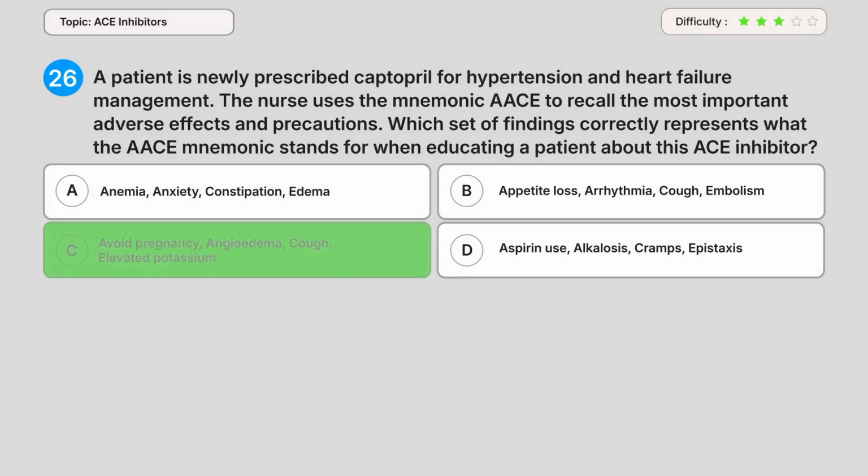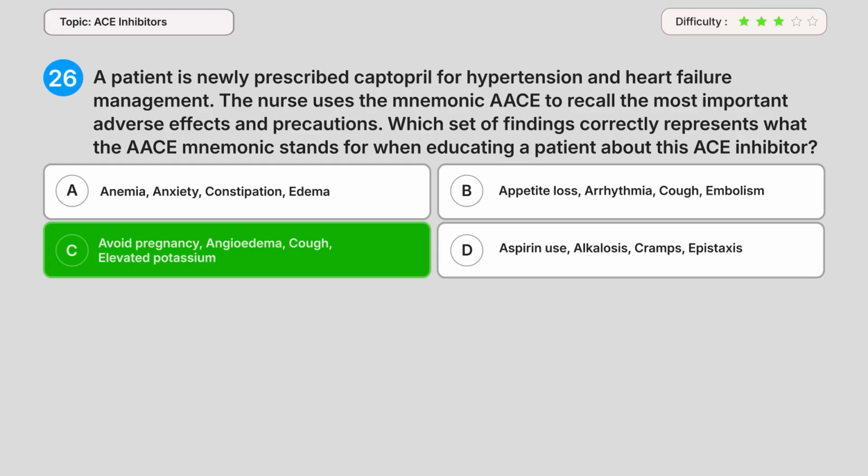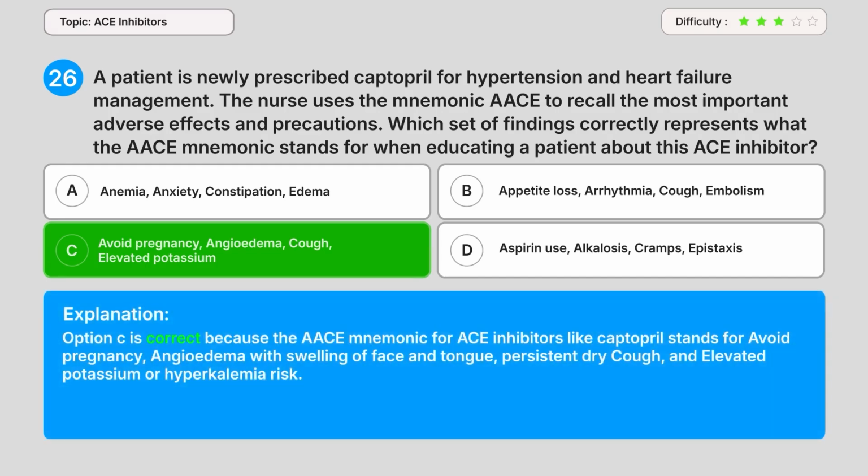Correct answer C. Avoid pregnancy, angioedema, cough, elevated potassium. Explanation: option C is correct because the ACE mnemonic for ACE inhibitors like captopril stands for avoid pregnancy, angioedema with swelling of face and tongue, persistent dry cough, and elevated potassium or hyperkalemia risk.